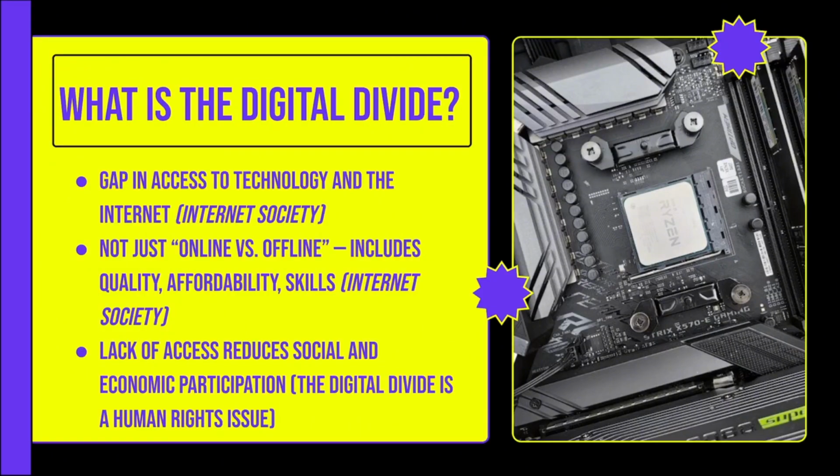The digital divide is the separation between people who have access to modern technology, like high speed internet and computers, and those who do not. It isn't just about receiving a device, it also includes whether the internet is fast enough, affordable enough, and whether people have the skills to use it. If someone can't get online or doesn't know how to use technology, it limits what they are able to do in school, work, and everyday life.